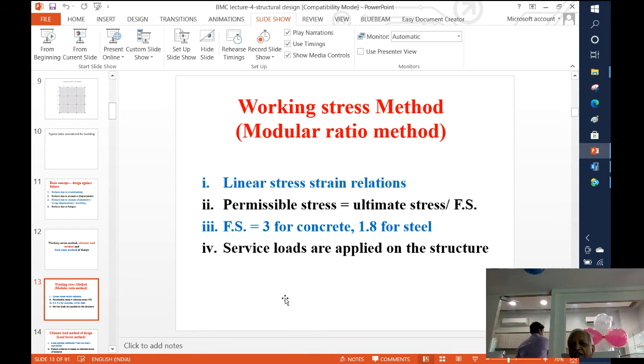So our working stress method has a very simple concept. It should be linearly elastic, and if the stress is within the permissible limit, then that is safe. At what load the structure is going to fail or collapse, I cannot say at this stage, because I don't know the behavior of the structure beyond the elastic limit. Once my permissible stresses are exceeded, I have a factor of safety of 3, but does it mean that if I increase the load by 3 times, the failure will occur?